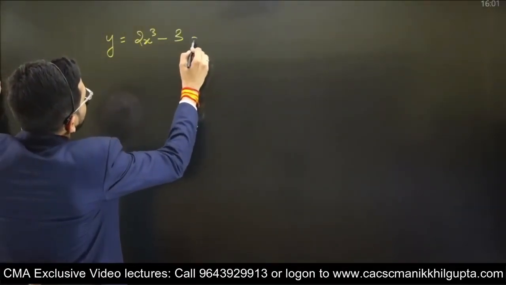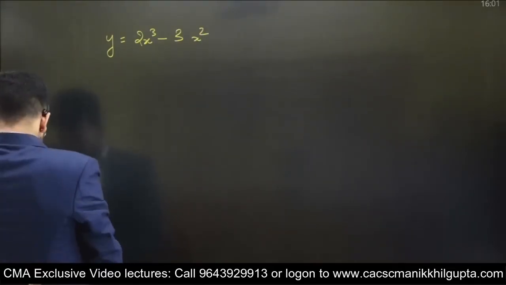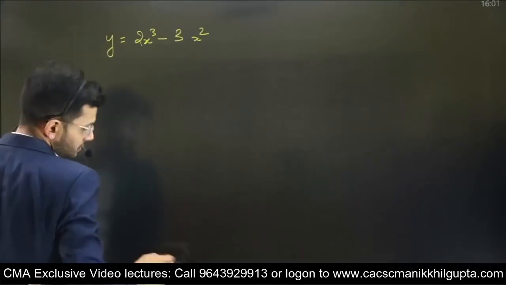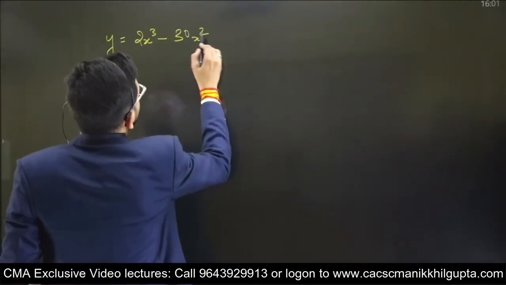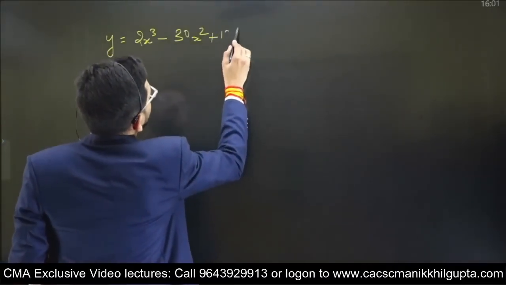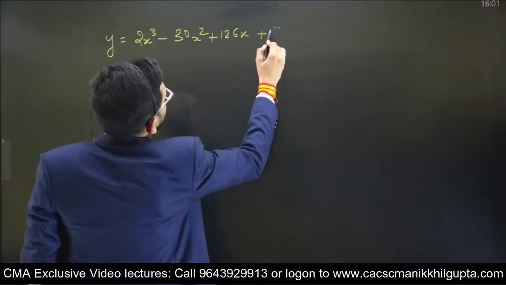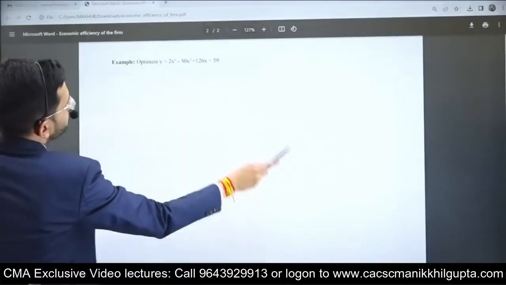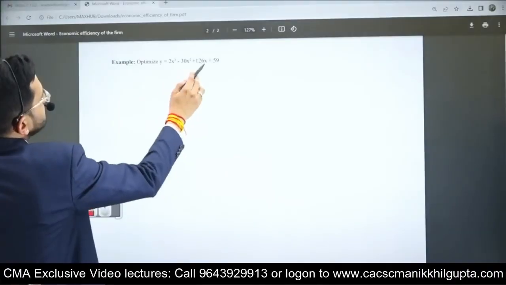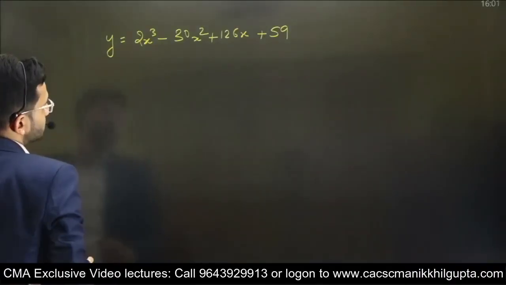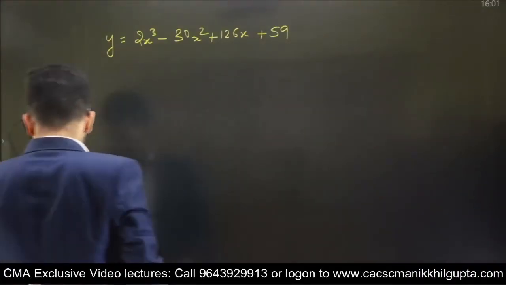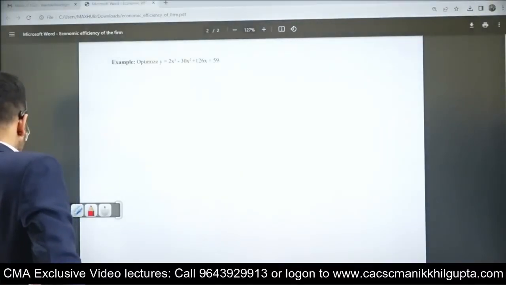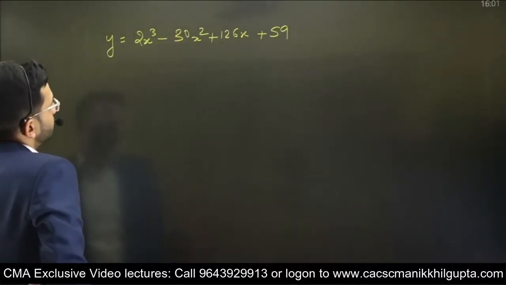2x cube minus 30x square plus 126x plus 59. Okay, so this is the function.